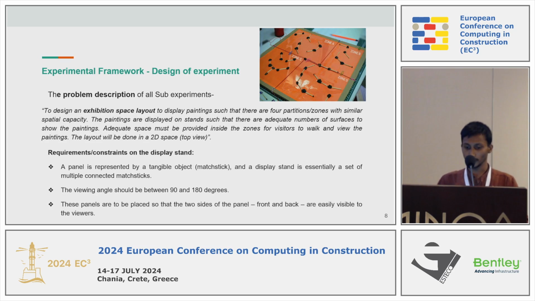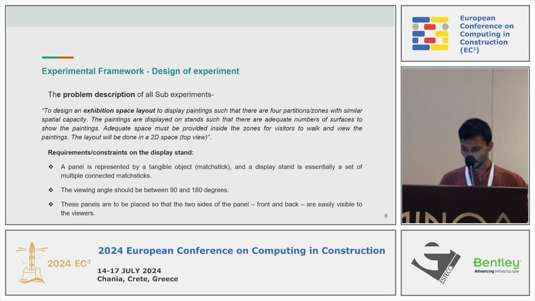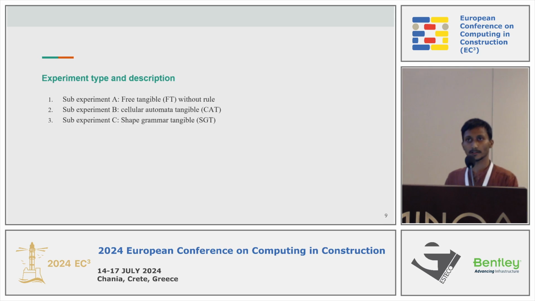The constraints are that the viewing angle has to be between 90 and 180. The panels are placed so that both sides can be used for displaying the paintings. So these are the constraints, and the problem is given. Based on this problem, we now proceed further with 3 sub-experiments.